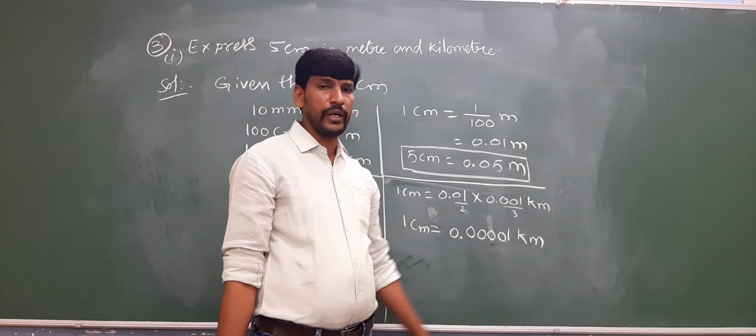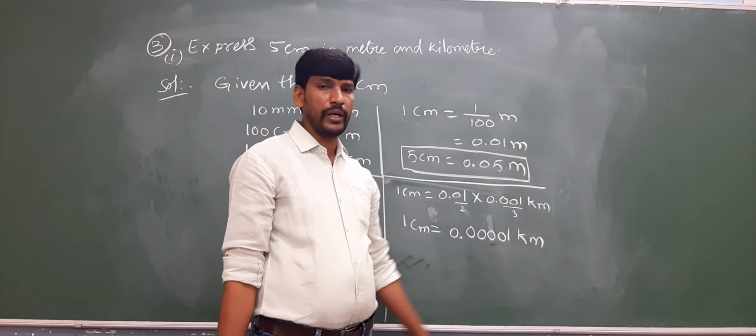See this here once again. 10 millimeters equal to 1 centimeter. 100 centimeters equal to 1 meter. 1000 meters equal to 1 kilometer. So now I am going to convert 1 centimeter in terms of meters. Therefore, 1 centimeter equal to 0.01 meters. Therefore, 5 centimeters equal to 0.05 meters.